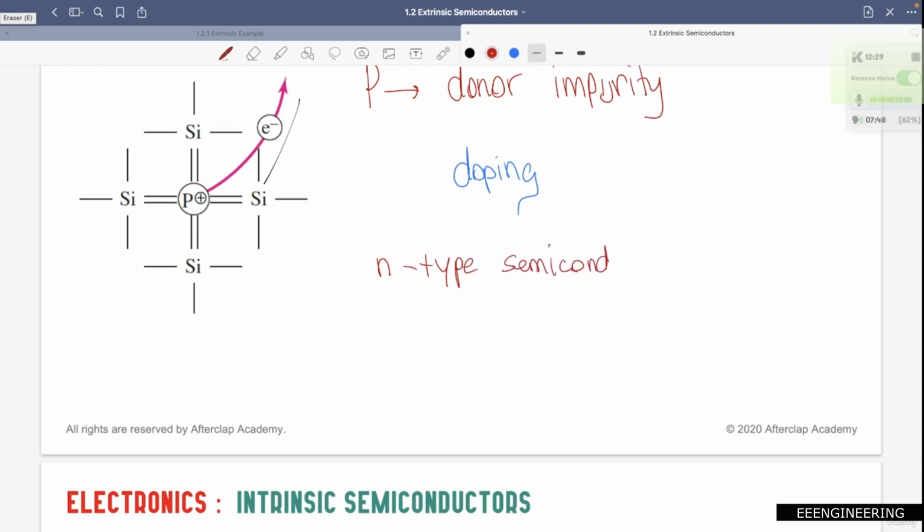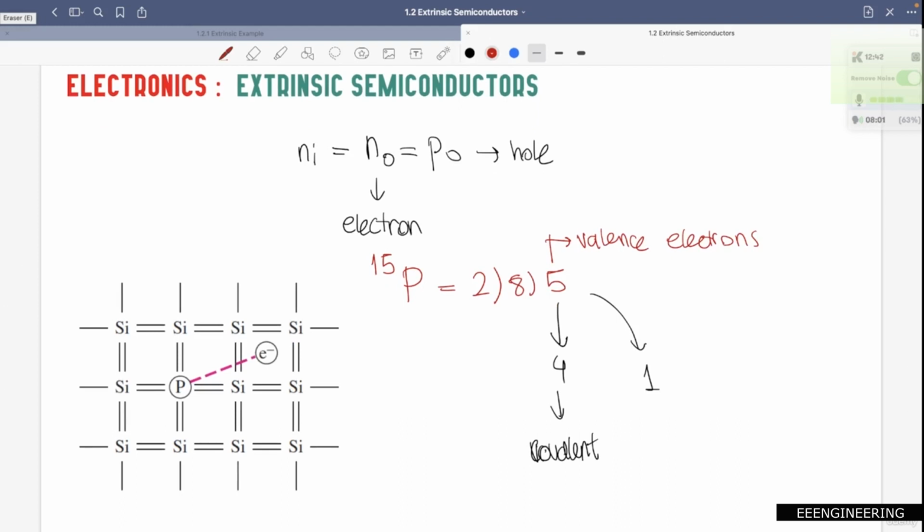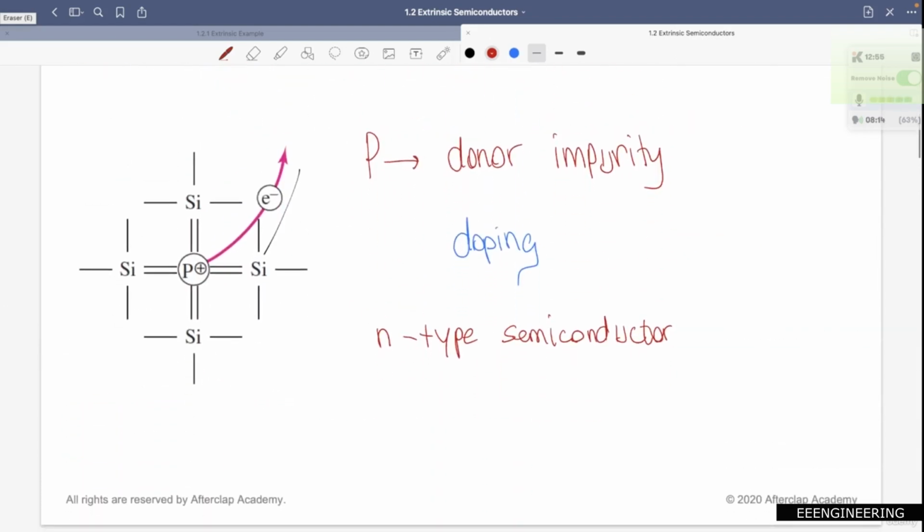And the logic behind this naming is pretty simple. Remember the time that I told you in an intrinsic semiconductor n0 is equal to p0, where n0 stands for electron and p0 stands for hole. When a donor donates a free moving electron, we have more electrons than holes. That's why we call this type of doping an N-type semiconductor, because now we have more electrons than holes, and holes are, by the way, represented as P. So keep that in mind.